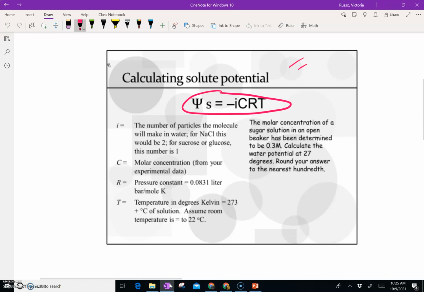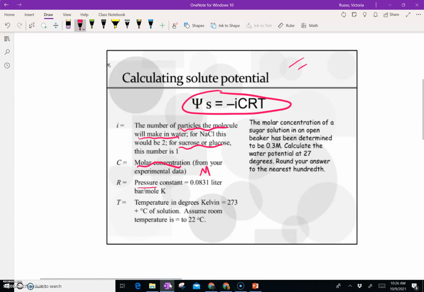And the formula is solute potential is equal to negative iCRT. I is the number of particles the molecule will break up into. If it's an ionic compound, okay, you're given the formula, it's the number of atoms, so there were 2 atoms here, so it would be 2. For things that are covalent, which are usually, they're going to give you sucrose and glucose, the I is 1. And then C is the molarity, that little M thing that we've been working with.